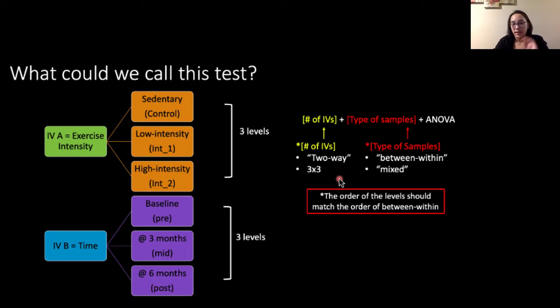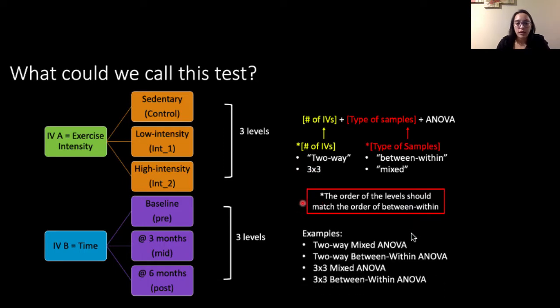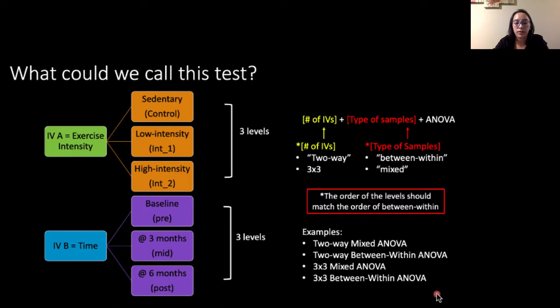However, if, let's say, we had sedentary versus a low intensity exercise program only, that would be 2 levels of our exercise intensity, and we would say that we have a 2x3 between within ANOVA, right? Because 2 would be representing the between and 3 would be representing the within measure. So order does matter, just pay attention to if you're using a level by level naming convention. But with all of these different combinations, we end up with 4 different examples of how we could name this particular ANOVA for this research scenario.